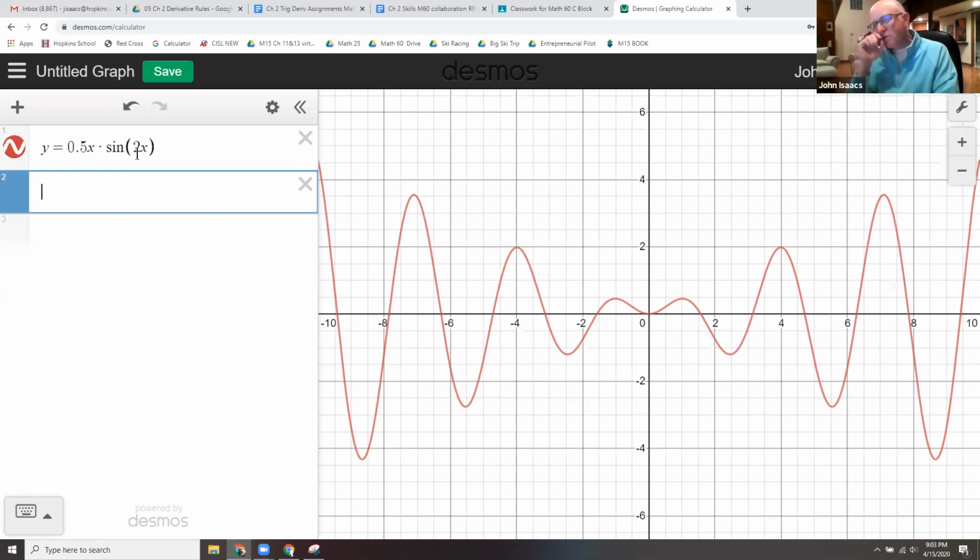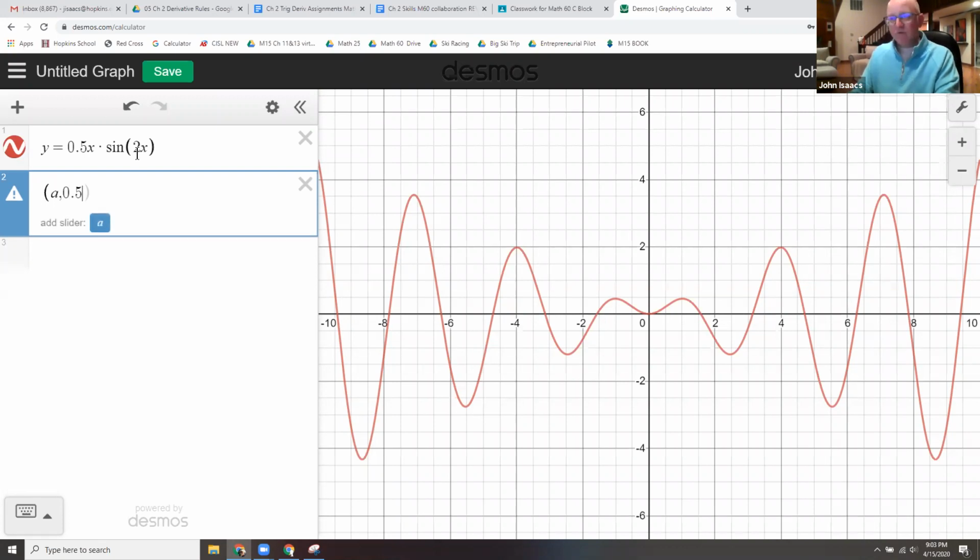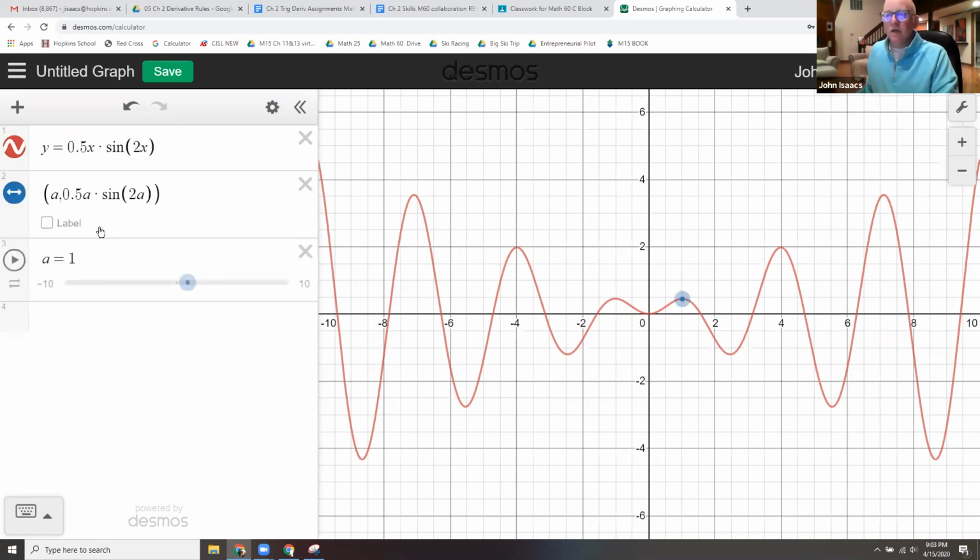Now, if we wanted to just have a dot follow the function, we would start an ordered pair and put in a for our x value. And then for our y value, we would put in the function again, but instead of using x, we're going to replace it with a because x has become a. So 0.5a times sine of 2a and close our parentheses. And it asks about a slider. You've seen sliders before. We're going to add a slider.